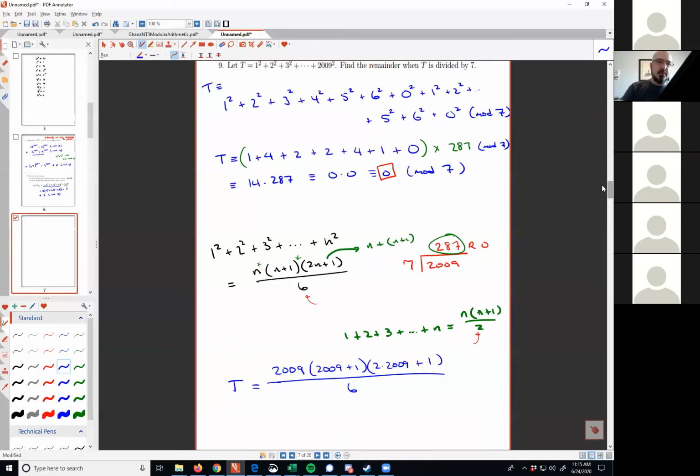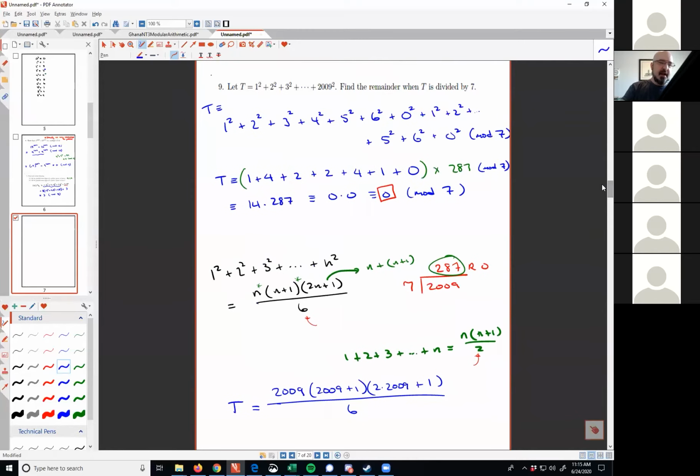Okay, so we have a formula for the sum of squares. And I just want to point out, we already know that this must be an integer, right? We don't have to think about whether it's an integer. So all we really need to do is notice that 2009 is a multiple of 7. And we know that 7 will be in the prime factorization of the result. And that tells us that we have something that is 0 mod 7.